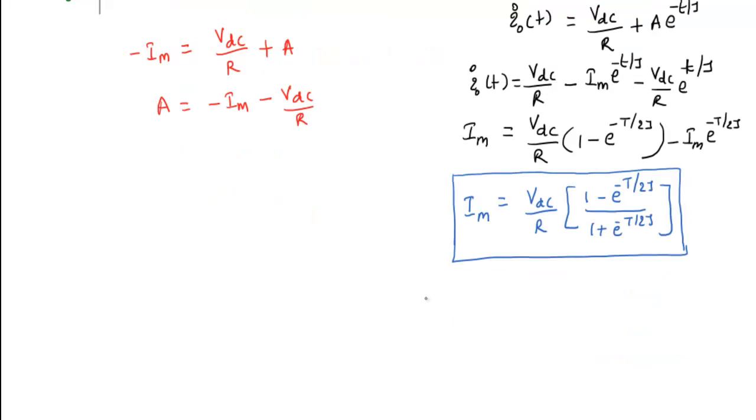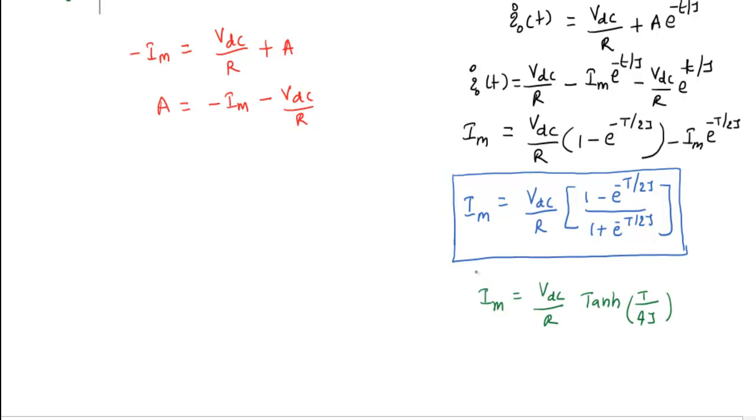So this can also be taken as maximum load current Im equal to VDC by R into tanh of T by 4 tau. This can also be taken in the form of hyperbolic functions. Okay, so remember that.